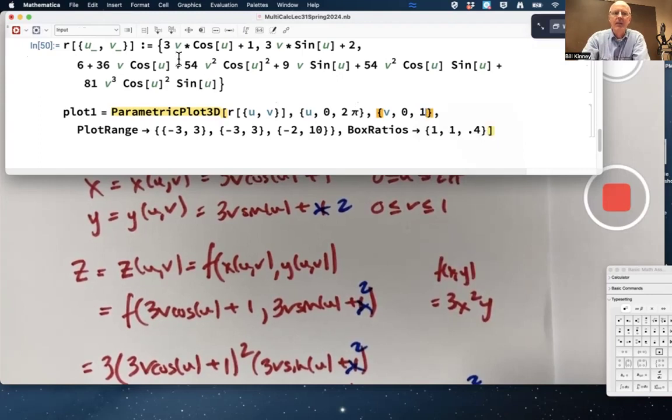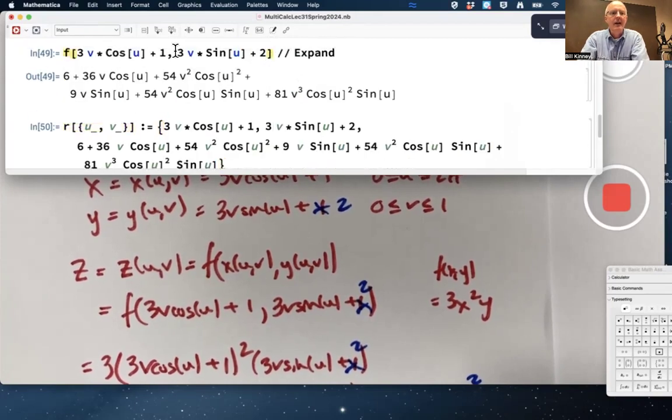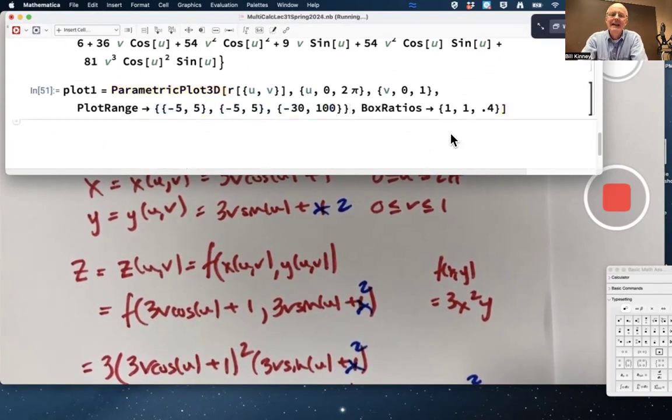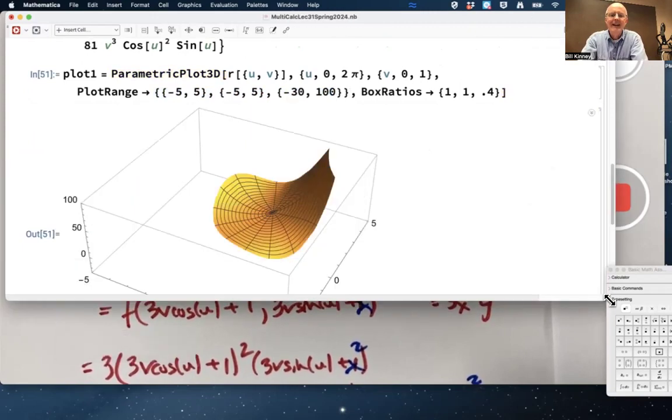The 3 is taken care of, by the way, with the 3's there, the radius. So V is not truly a radius. It's just a parameter that allows 3V to be the radius, effectively. I could change the 3's here and here and here to be 1's and then let V go from 0 to 3 instead of 0 to 1. I could do that. And what do we see? There it is.